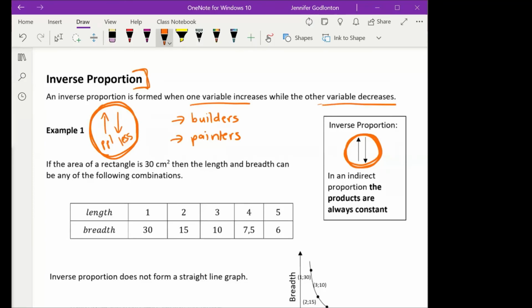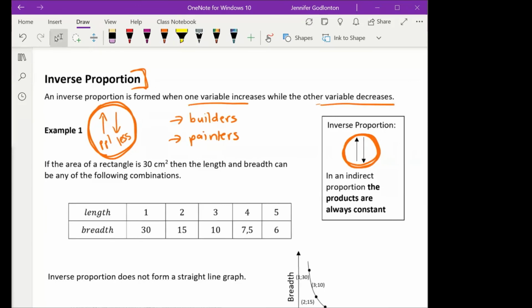In this example, we're looking at the area of a rectangle that is 30 centimeters squared. That means the space inside the rectangle is 30 centimeters squared. But I could get 30 centimeters squared in a whole bunch of different ways. Remember, when we work out the area of a rectangle, it's length times breadth. So 6 times 5 would give me 30, but 3 times 10 will also give me 30, and 2 times 15 will also give me 30.